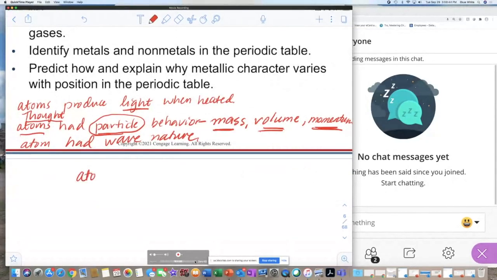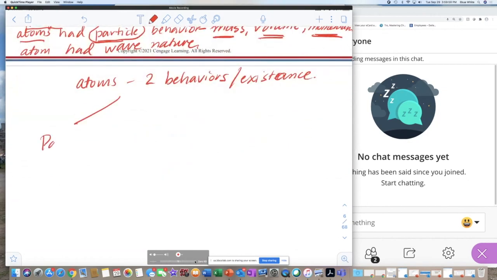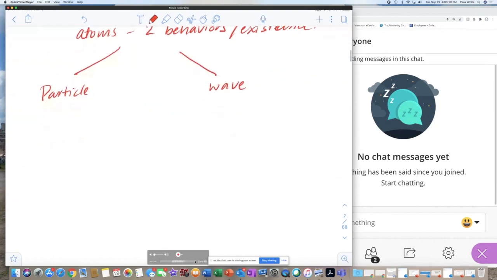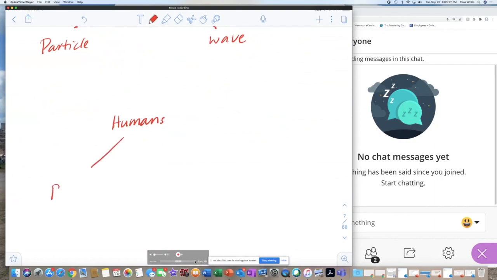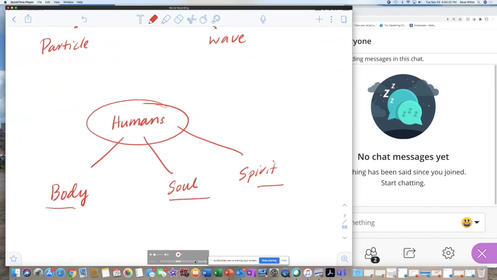So what they were noticing was atoms had two behaviors, or two sets of behaviors or existence. One was as a particle, the other one was as a wave, and sometimes both of those natures exist together. Without going into more details, it would be like people saying that humans have many natures, right? Oh, well, you have your body, you have your soul, and depending on if you're spiritual or religious, you say you have a spirit. And these are distinct natures in one person, right? And they kind of coexist, but the characteristics are not necessarily the same.